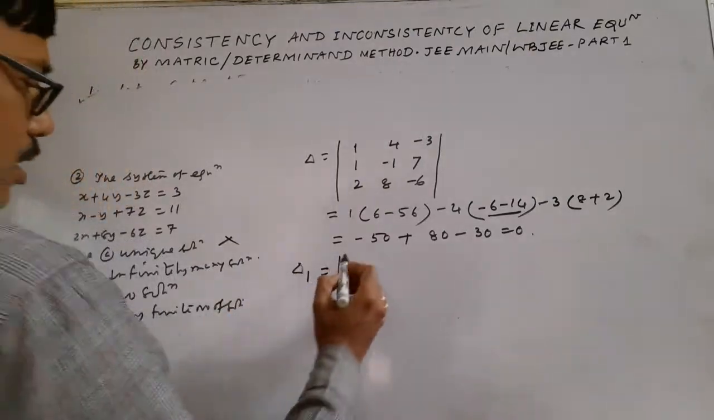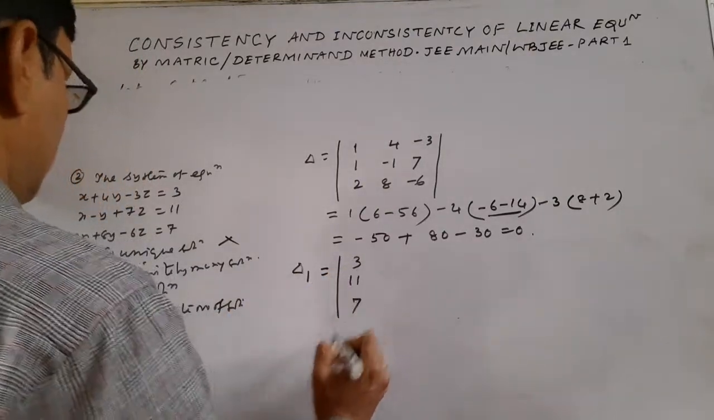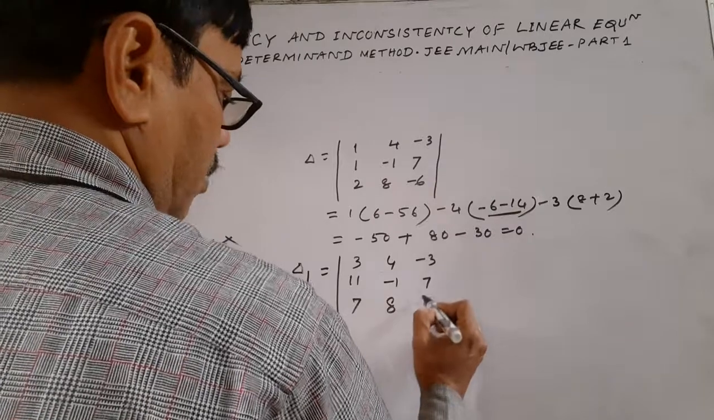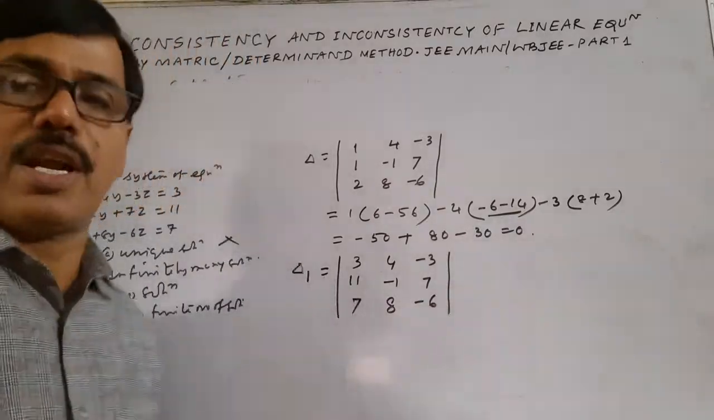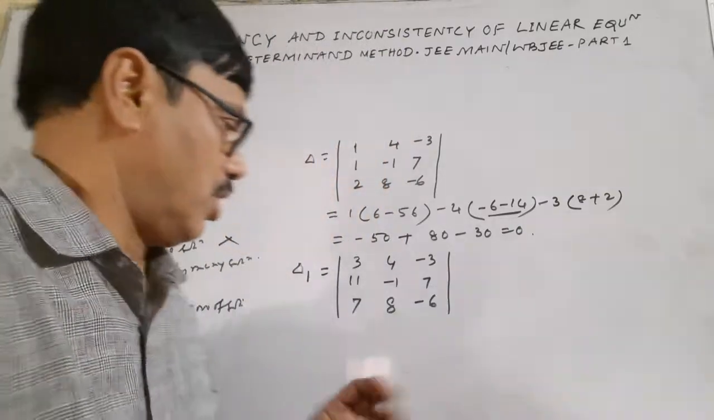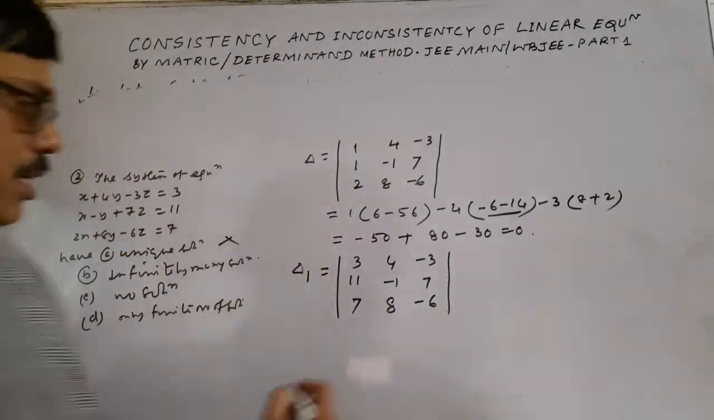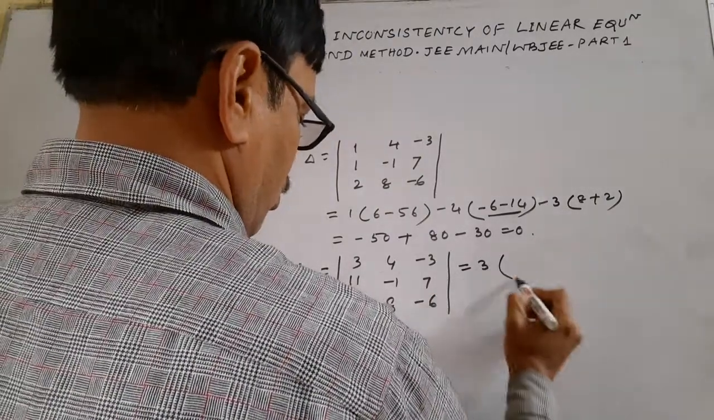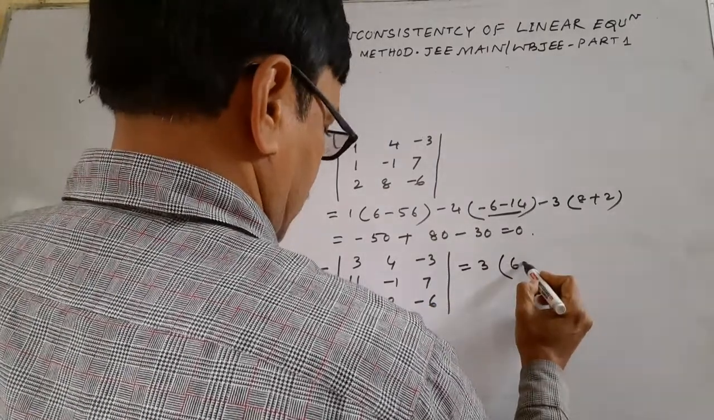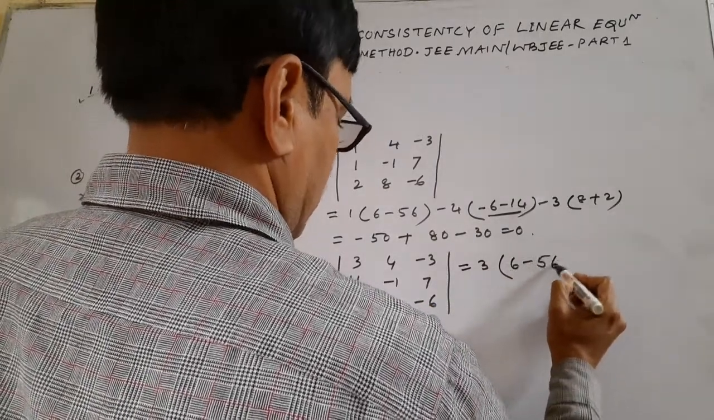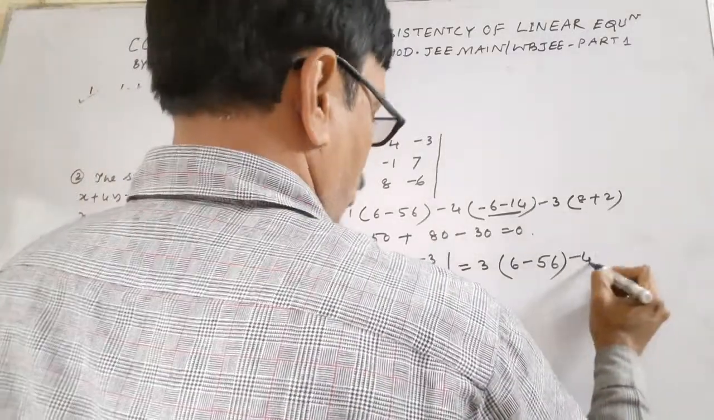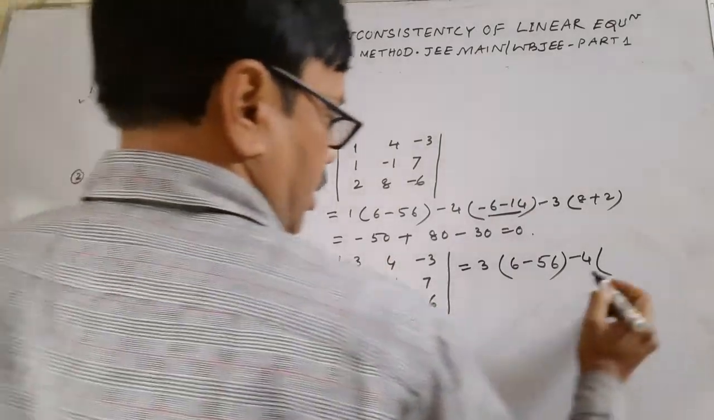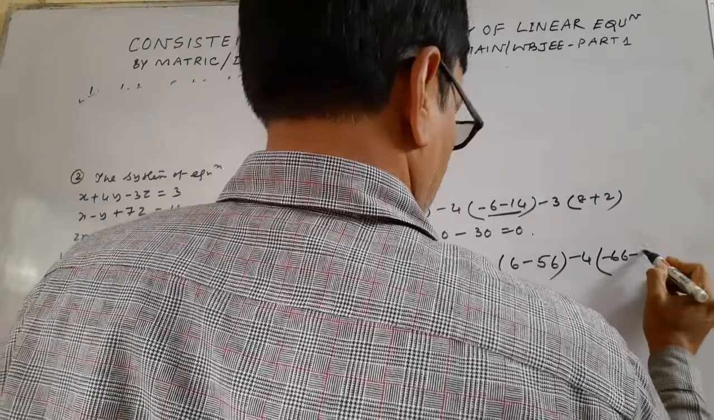So what is delta 1? Delta 1: 3, 11, 7; 4, minus 1, 8; minus 3, 7, minus 6. We can calculate the adjoint of A into B, or use the determinant. So 3, 11, 7. If we expand, 3 into 6 minus 56, minus 4 into 4 into minus 66 minus 49.